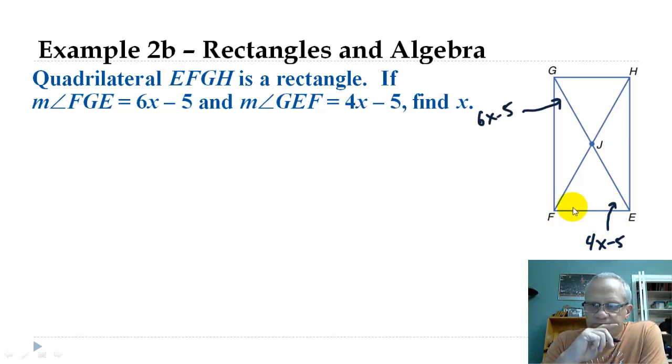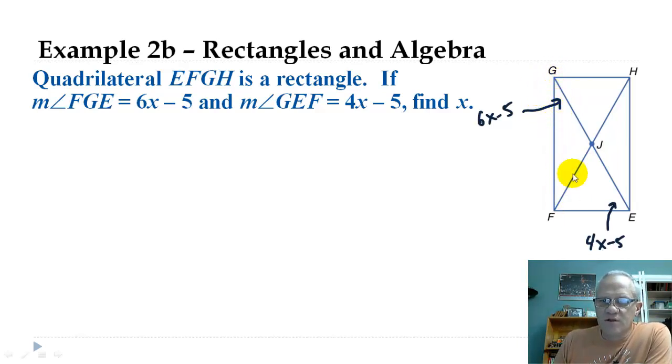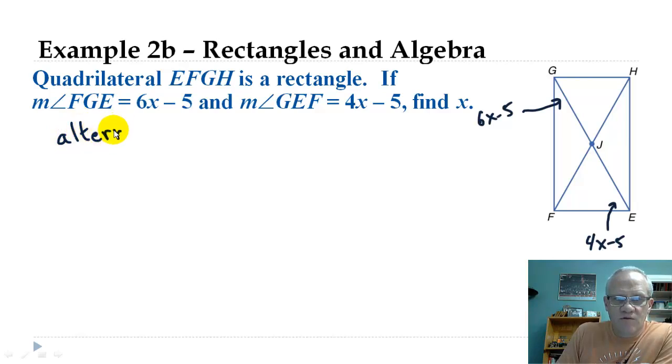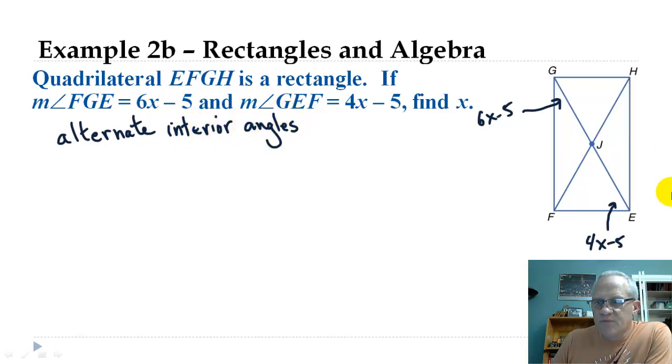Well, if you think back, beginning of the year, we talked about if you have parallel lines and a line that cuts through them, a transversal. And that's what's happening here. In a rectangle, we have parallel lines, and this line cuts across them. One of the things we knew were congruent were alternate interior angles. So remember, alternate interior angles. That's what we have here.